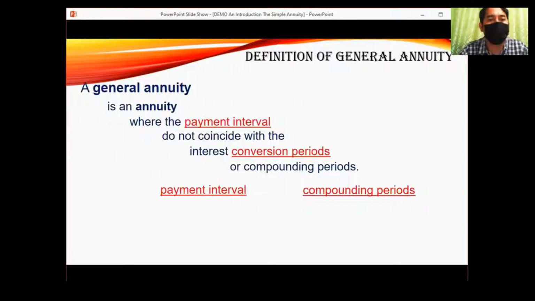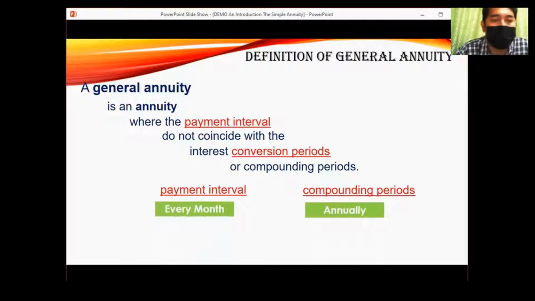So to understand more, ayan, ito ang mga keywords natin. Payment interval does not coincide with the conversion period, or payment interval is not equal to conversion period. So example, ayan, annually. Pagka sinabing annually yung compounding period, pwedeng iba yung payment interval. Pwedeng ang payment mo is ginagawa every month. Okay? Another one, compounding period is quarterly. Now, ano ang value ng quarterly? 4. Okay, 4. N is equal to 4.